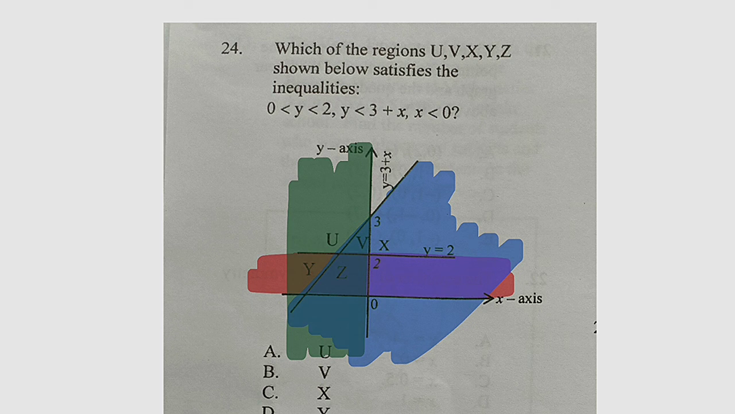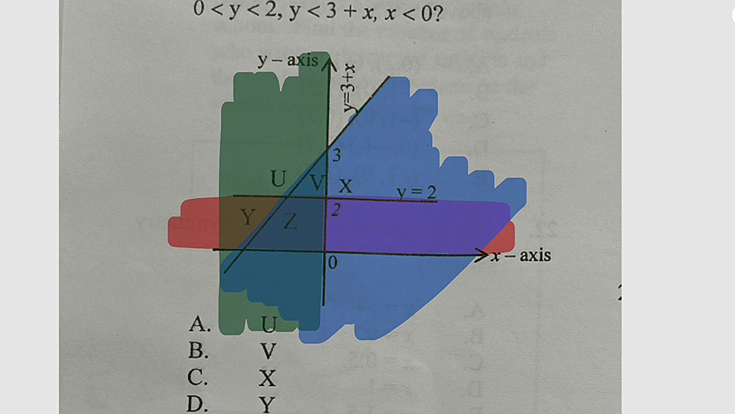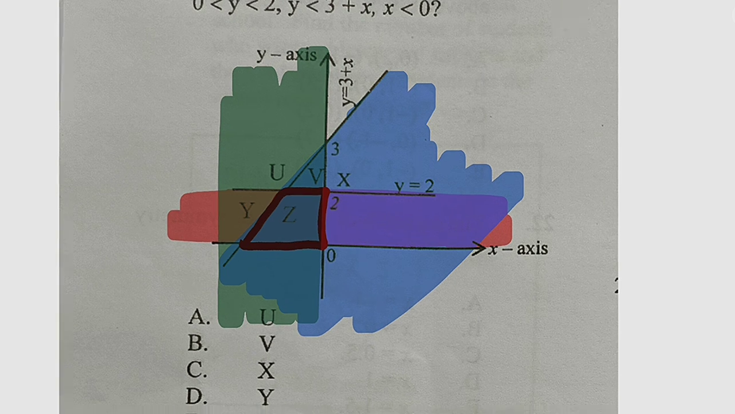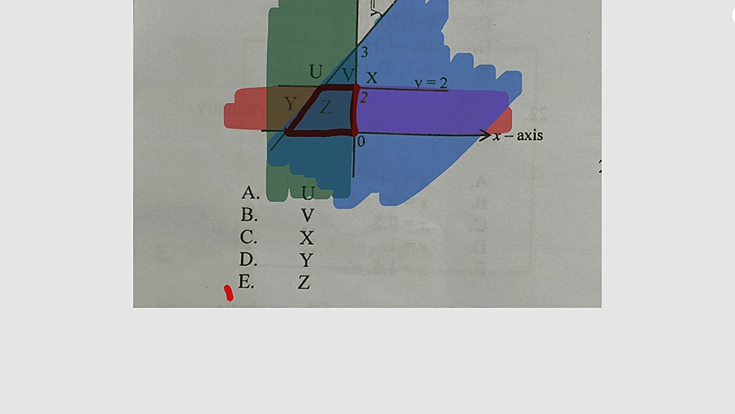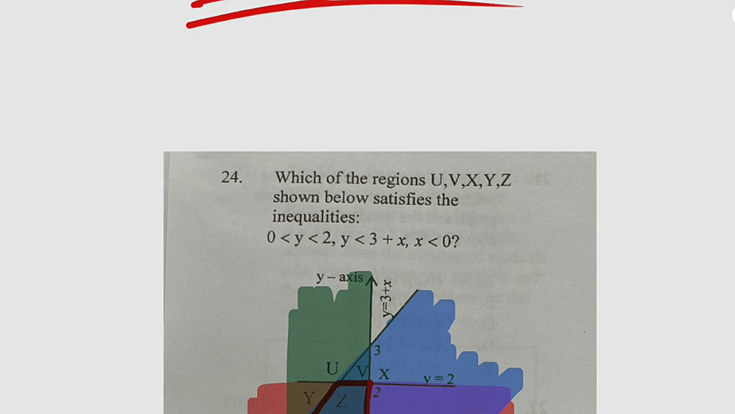Then we are going to find the darkest area. You can see that the darkest area is Z, right? Just look at it. This is the darkest area. Therefore, Z is the region that satisfies the 3 inequalities, which is option E. Now let us move on to question number 25.